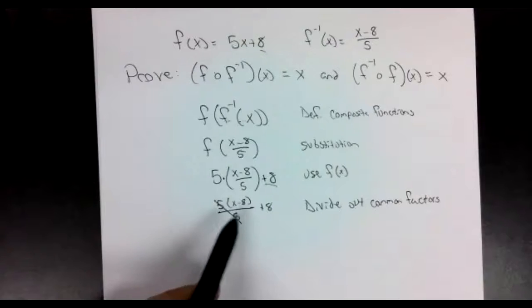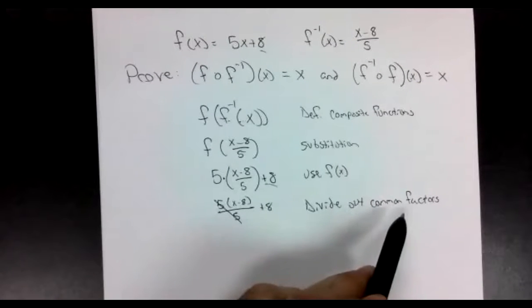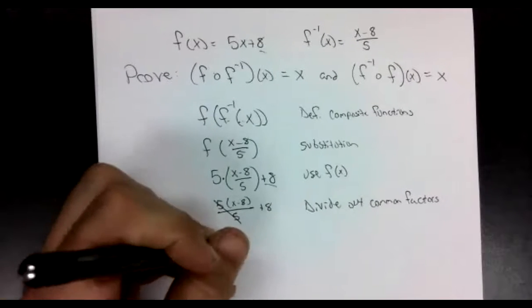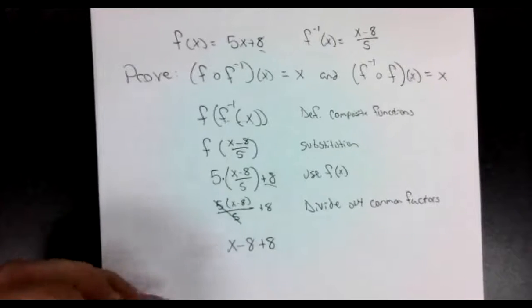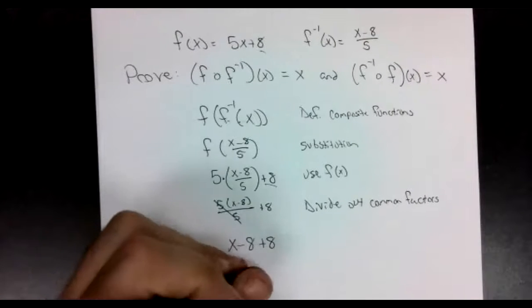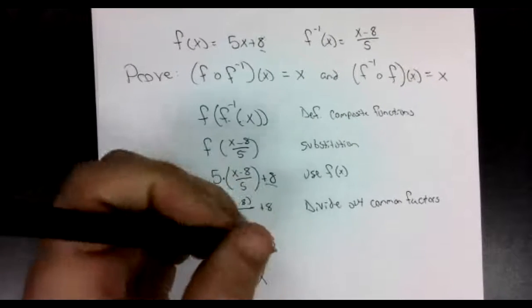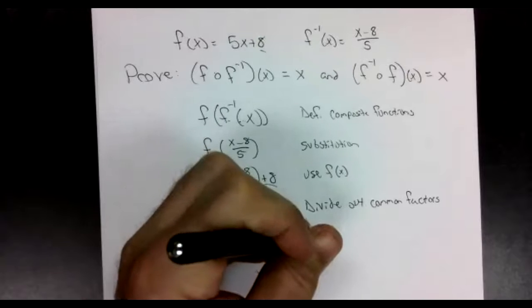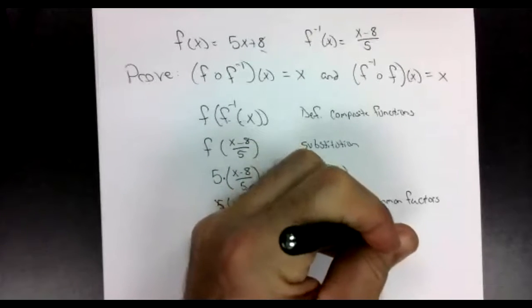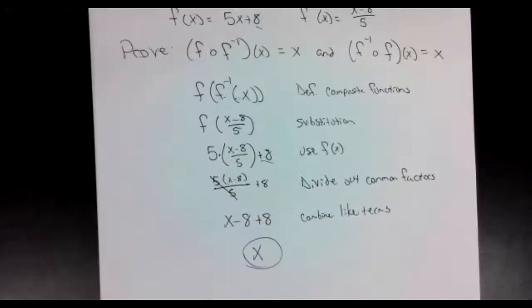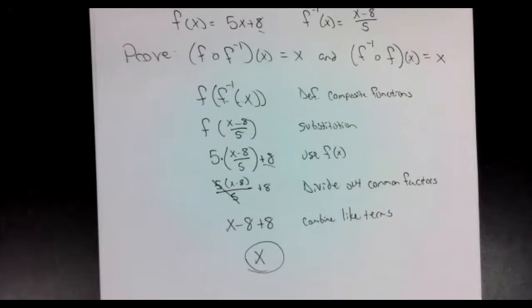Okay, and those 5s cancel out. You divide out your common factors. So then we have x minus 8 plus 8, which negative 8 plus positive 8 is just x. If you combine like terms, then everything canceled out just like it was supposed to.